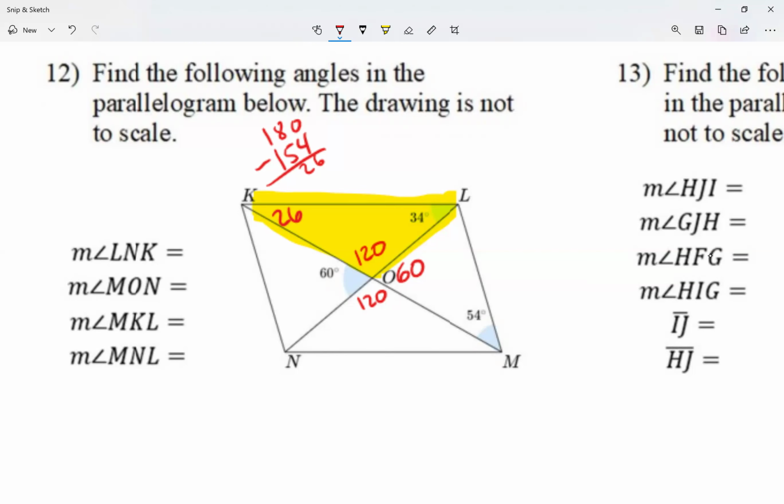Interesting though is that this triangle reflects on the other side. It's just that my angles are going to be kind of catty corner. I'm not going to go directly straight down. I'm going to say this angle here is 34 and this angle here is 26. They're going to reflect.